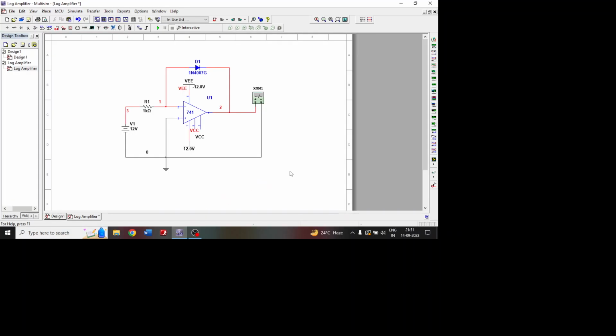Hello everyone, welcome back to one more session on Multisim. Here I am going to demonstrate the simulation of a log amplifier.